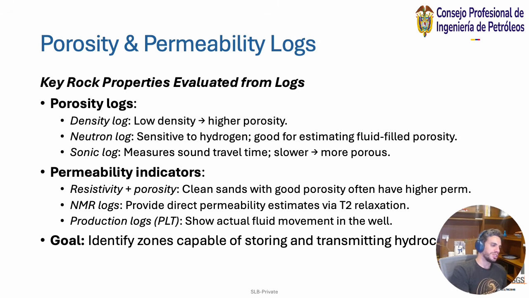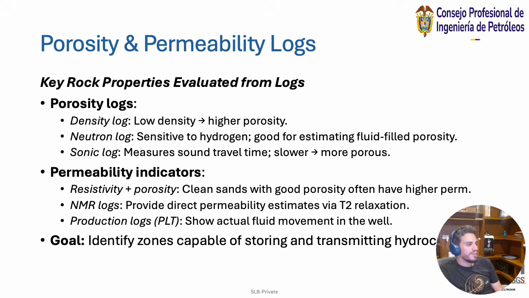So moving on to the tools, this is kind of the wireline world, but these are the tools that they run. And we are essentially trying to get information about our porosity and permeability, right? Because porosity and permeability are the two things that we need to produce oil. They're the two main things we need. So under the porosity logs, we have the density log, the neutron log, and the sonic log.